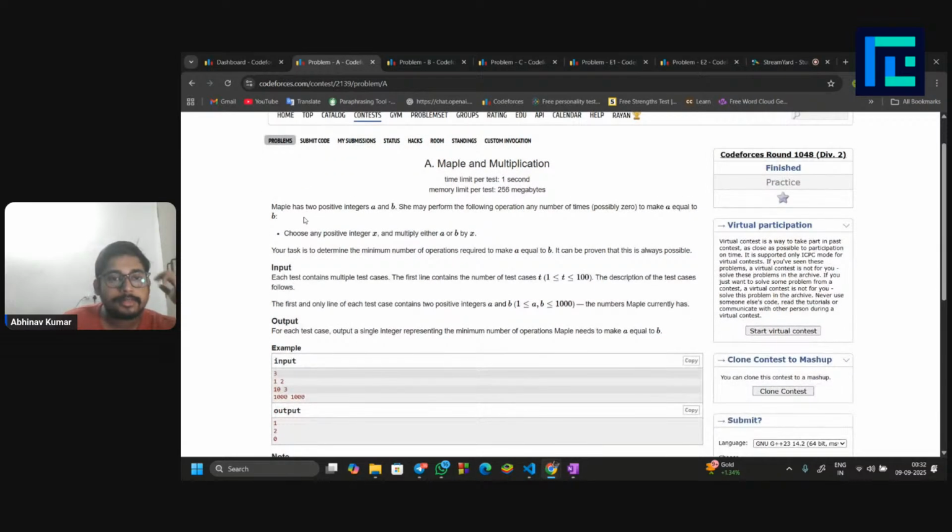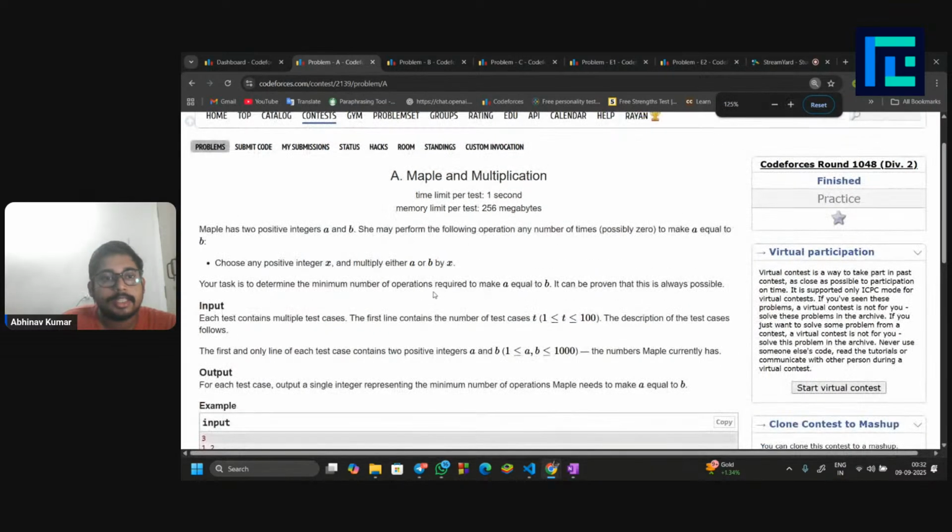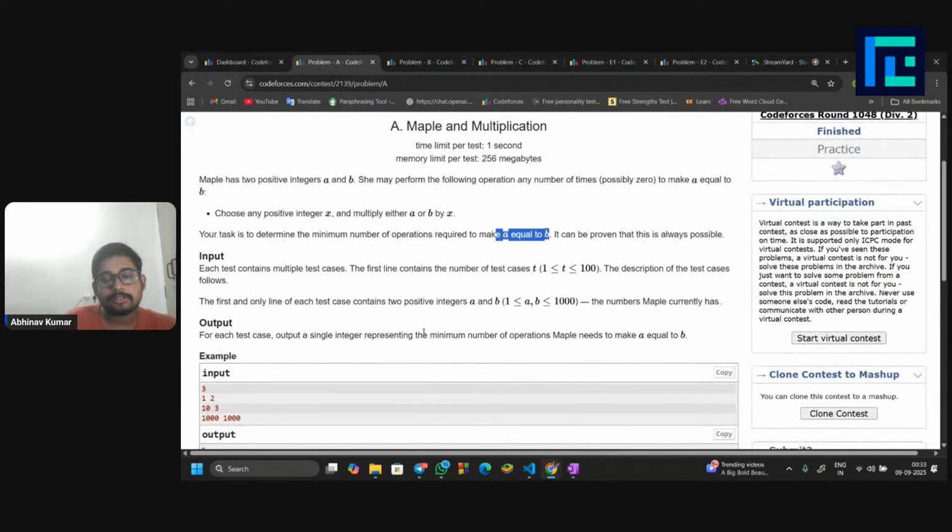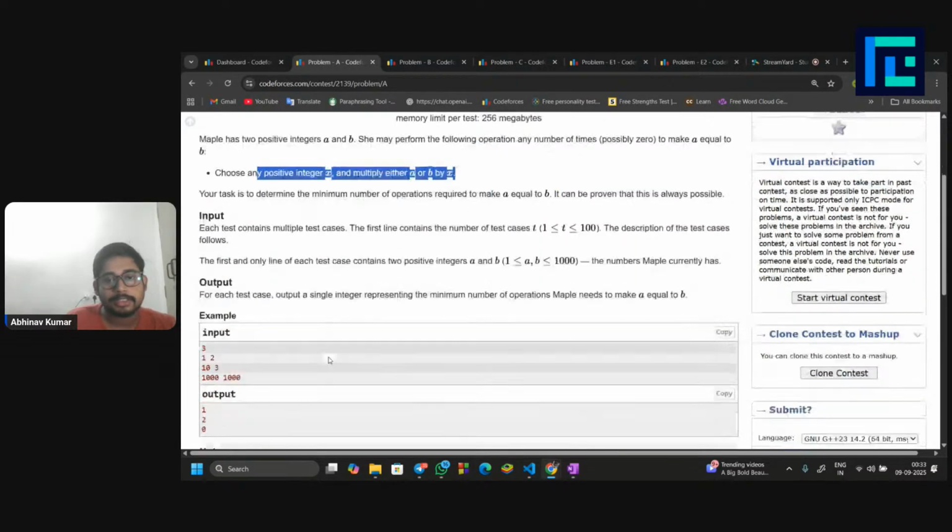In the first problem, it's given that Maple has two positive integers A and B. C may perform the following operation any number of times to make A equal to B: choose any positive integer x and multiply either A or B by x. You need to determine the minimum number of operations required to make both A and B equal, and it can be proven that it is always possible. So minimum how many operations would be required to make both A and B equal using these operations? That's what you need to answer.